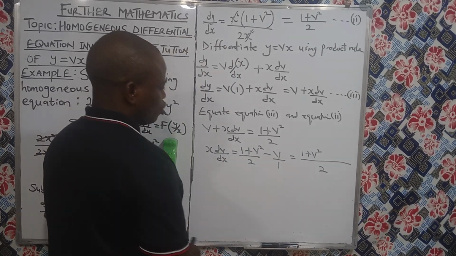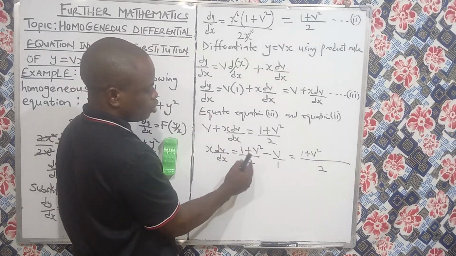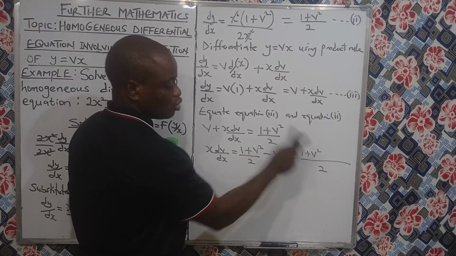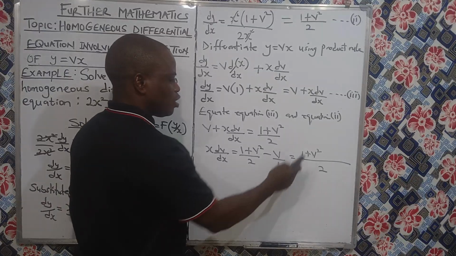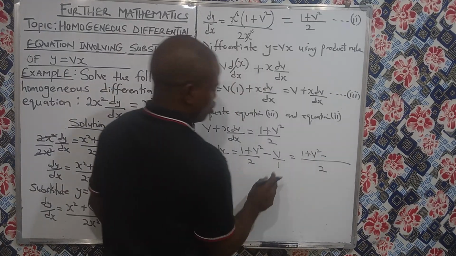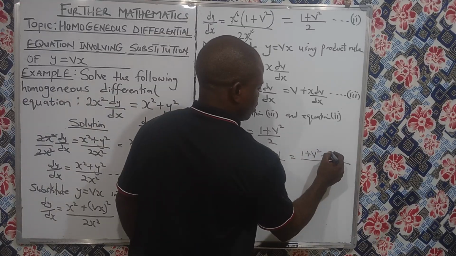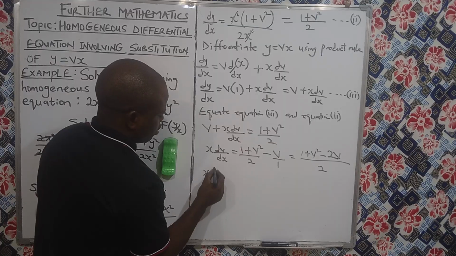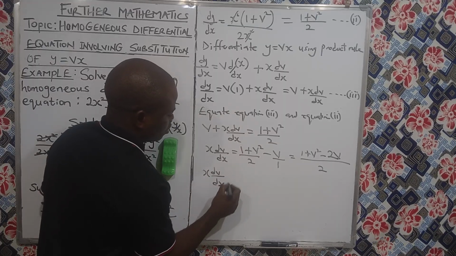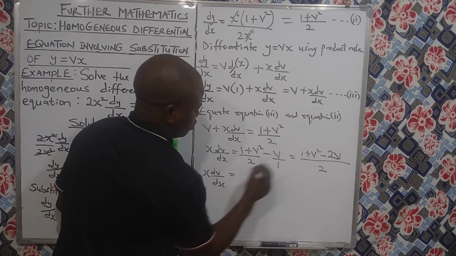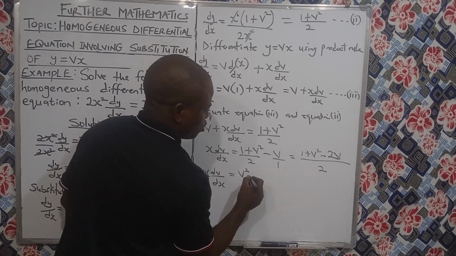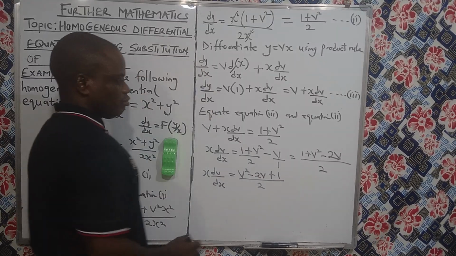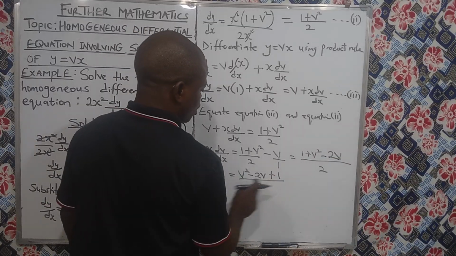Okay? Please take note. When you are finding the LCM, 2 goes into 1, you multiply with the numerator. The numerator is 1 plus v squared. 2 goes into 2 one time, 1 times 1 plus v squared, 1 plus v squared. Minus, 1 goes into 2 times v, that is 2v. Now it will be x dv over dx equals, let's arrange it, v squared minus 2v plus 1 over 2. v squared comes first, followed by minus 2v plus 1.